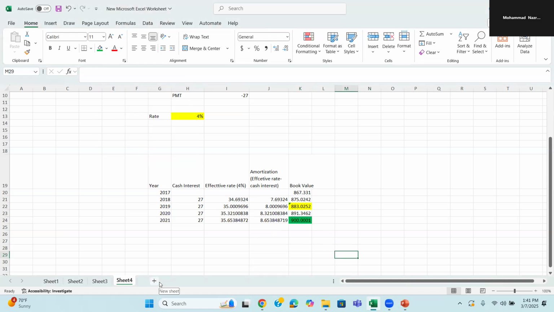So just calculate the effective rate first, and then multiply this rate with your ending value for each year to get the value for the next year. So for subsequent years, you can do the same thing in a similar manner.